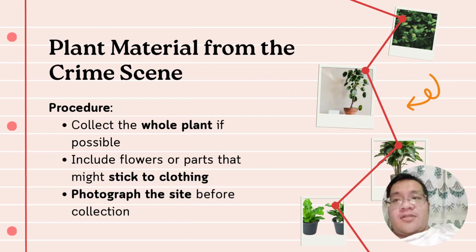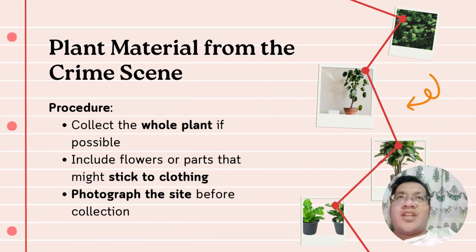The procedure is as follows: collect the whole plant if possible, including the parts that might stick to clothing, and photograph the site before collection. The best practice here is to first photograph the whole site and just collect the whole plant. If it's not possible, just collect the whole plant, put it in the vehicle, and send it immediately to the crime laboratory.